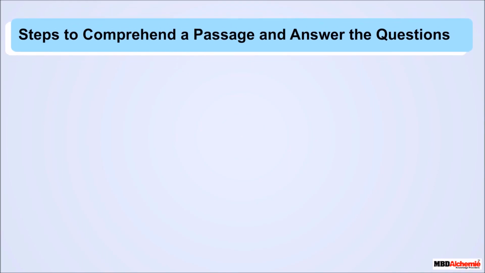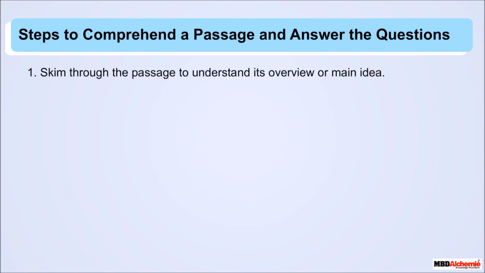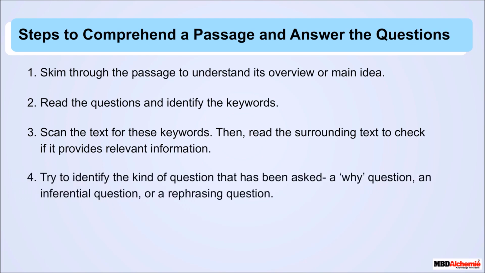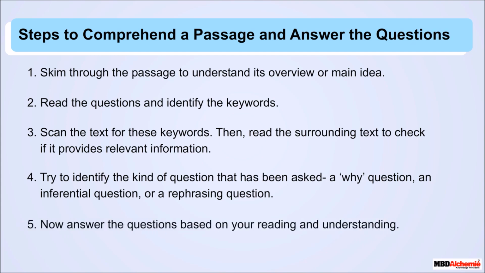Now let us recap the steps we have followed to comprehend the passage and answer the questions based on it. Skim through the passage to understand its overview or main idea. Read the questions and identify the keywords. Scan the text for these keywords, then read the surrounding text to check if it provides relevant information. Try to identify the kind of question that has been asked, a why question, an inferential question, or a rephrasing question. Now answer the questions based on your reading and understanding.